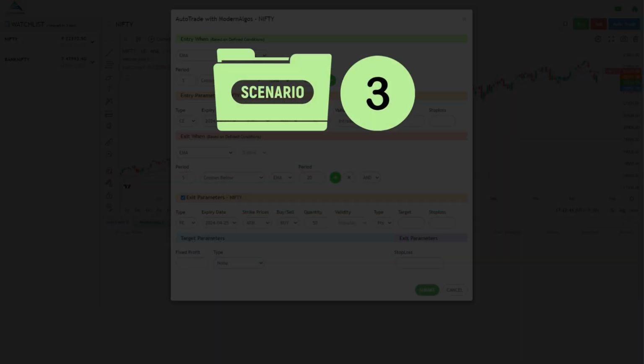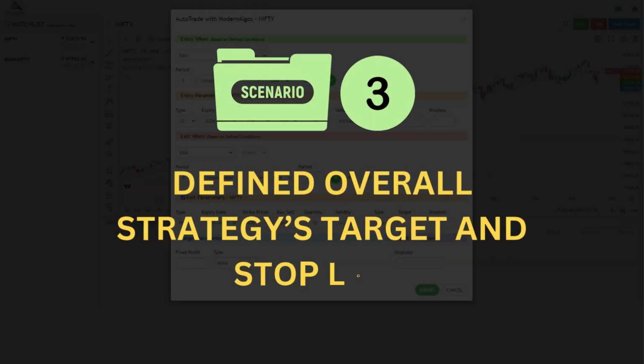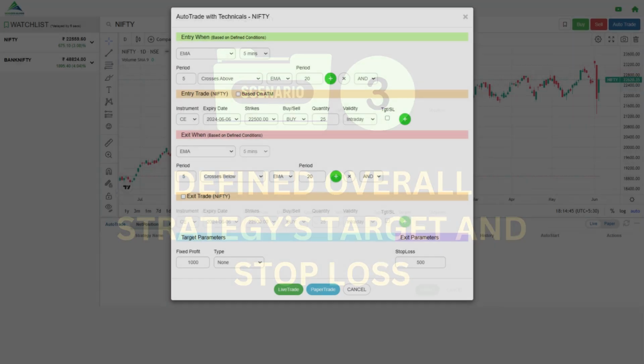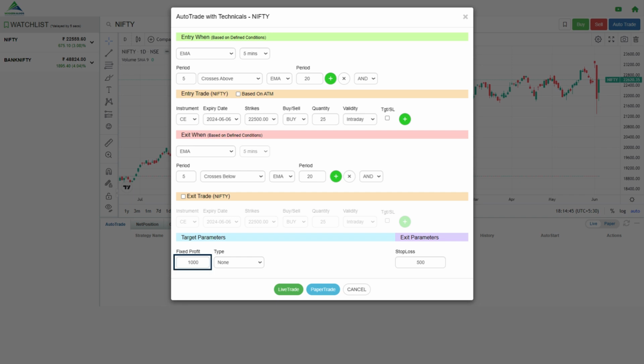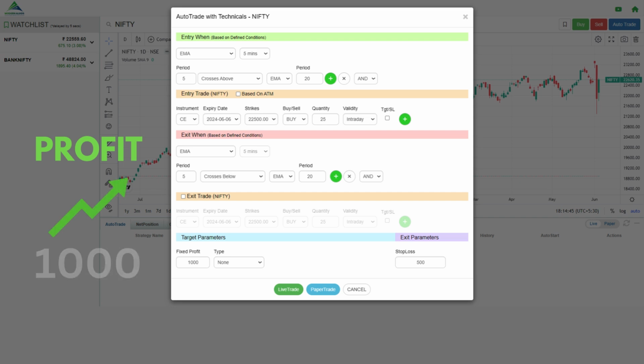Scenario 3. Define overall strategies target and stop loss. Here, you set an overall profit target and stop loss for your strategy. For example, a fixed profit target of 1000 rupees and a stop loss of 500 rupees means that when the overall strategy's profit reaches 1000 rupees, the strategy will close, and if the loss reaches 500 rupees, the strategy will close. This means all the open positions will be closed and it will stop the complete strategy.